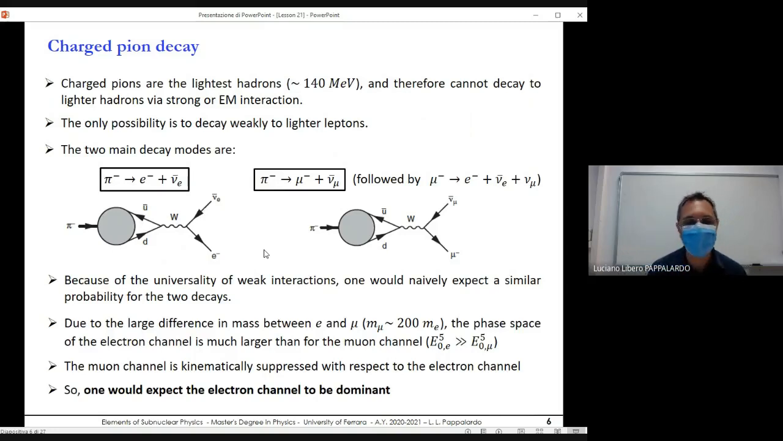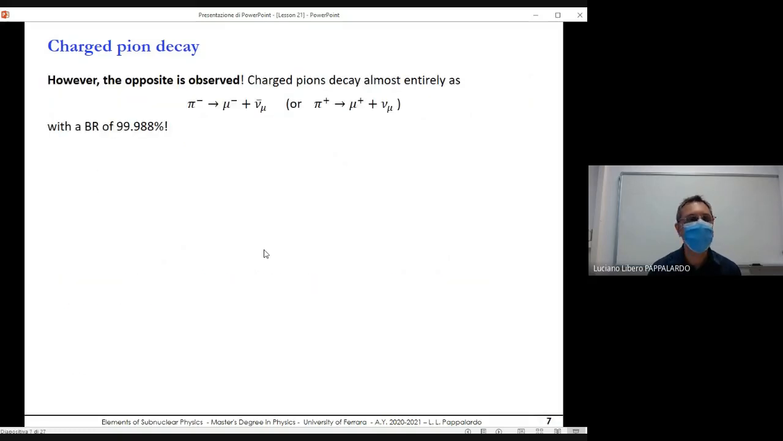So the muon channel is kinematically suppressed with respect to the electron channel, although from the dynamics point of view, or from the couplings, they should be the same. So the only difference is due to kinematics, and so one would expect that the electron channel is the dominant. However, the opposite is observed. It is observed that the pion decays into muon with a probability of 99.99%. So something unexpected based on simple arguments.